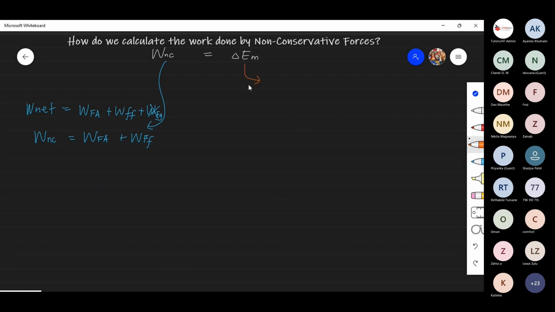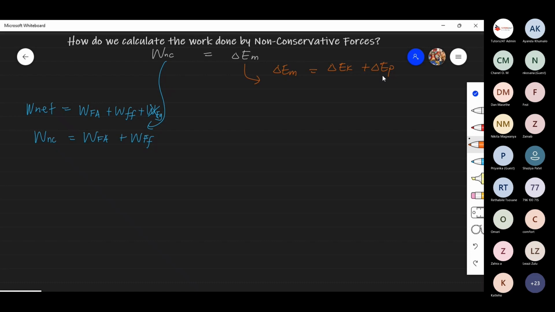Now, let us have a look at the change in mechanical energy. Now, we know that change refers to a final minus an initial, right? And mechanical energy refers to the sum of your gravitational potential energy plus your kinetic energy. So because it's the change in mechanical energy, we are going to state that the change in mechanical energy is equal to the change in kinetic energy plus the change in gravitational potential energy.